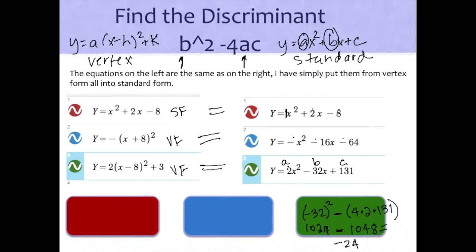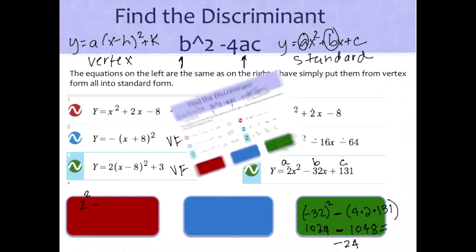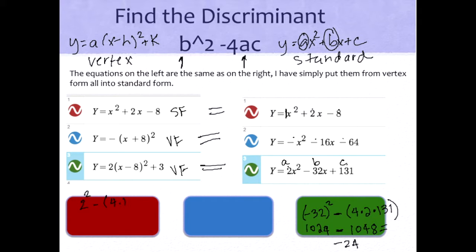-24. So, my red people, B squared, 2 squared, minus 4 times 1 times -8. What did you guys get as your answer for the red? 4 minus a -32. Minus a negative is plus a positive. So this discriminant is 36.